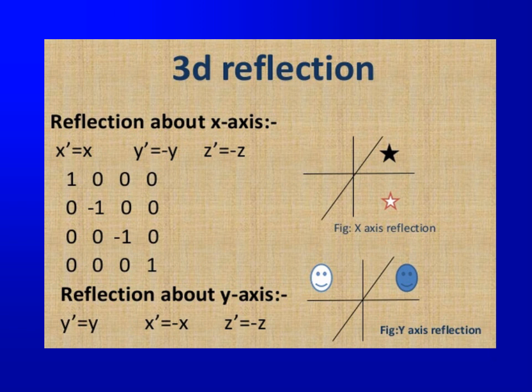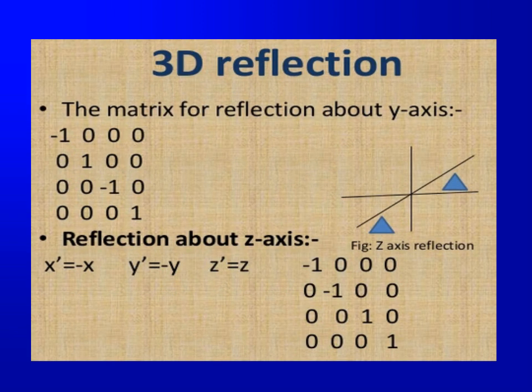Now second is the reflection for the y-axis. See the diagram also. Okay, and the equations are y dash is equal to y, x dash is equal to minus x, and z dash is equal to minus z. Okay, so the value of y dash is positive, and x dash and z dash are negative, that is minus 1. See over here, minus 1 0 0 0, 0 1 0 0, 0 0 minus 1 0, 0 0 0 1.